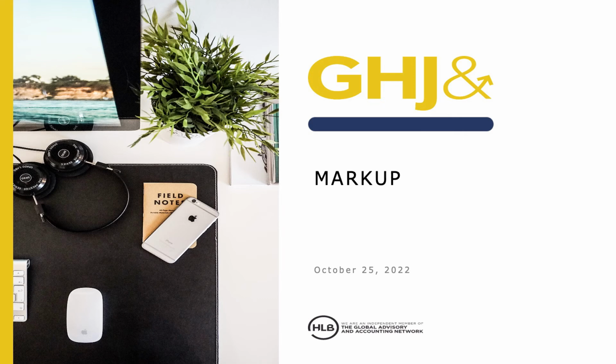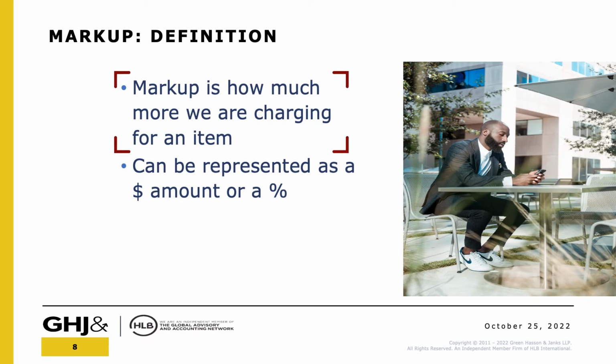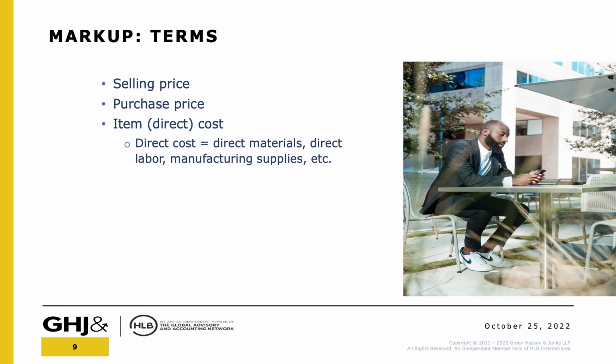Now switching to markup. Markup is how much extra we are charging for a specific item as compared to COGS. It can be represented as a dollar amount or a percentage. Now, unlike margin, with markup we are looking at the selling price and the purchase price. In a retail environment, purchase price is what we're going to use. If we're in a manufacturing environment, we need to understand what our item cost is, or item direct cost.